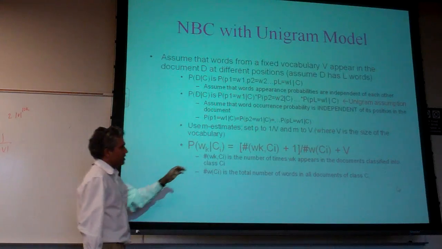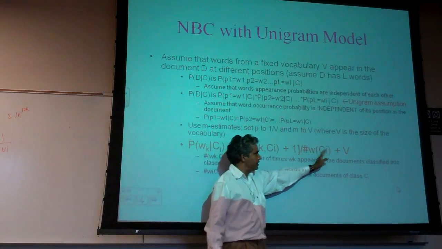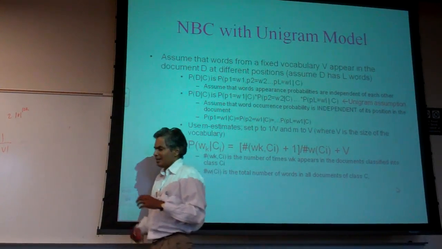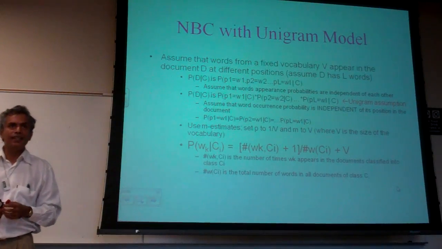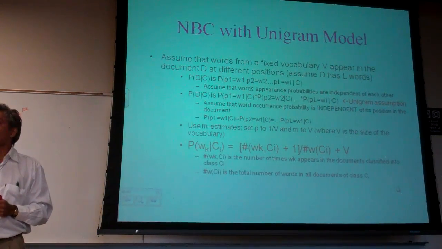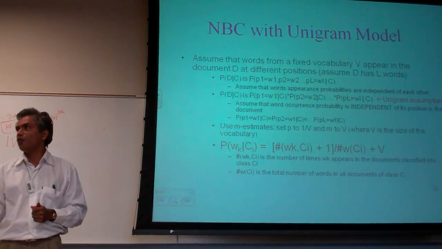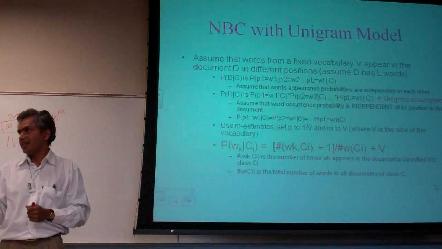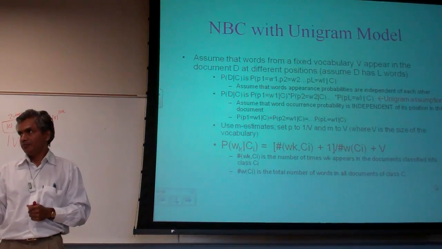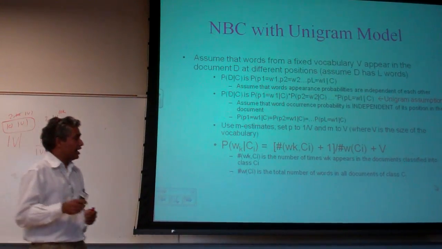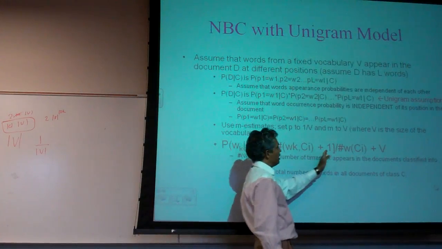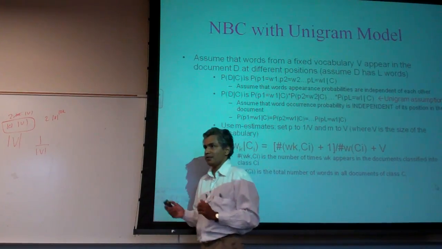So if I do that, then this would be this plus 1 divided by this plus V. The practical implication of this is no word has probability 0 of occurring in any class, because you always have a 1 on the top. Okay. The other issue, of course, is that you will be less biased by just the training samples.